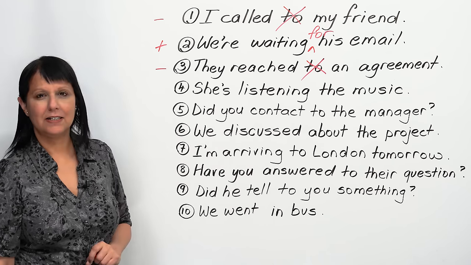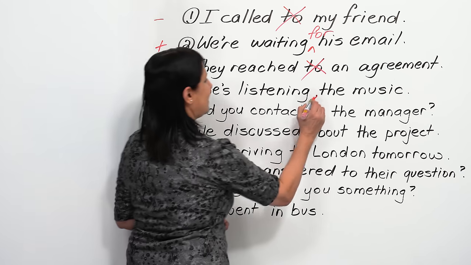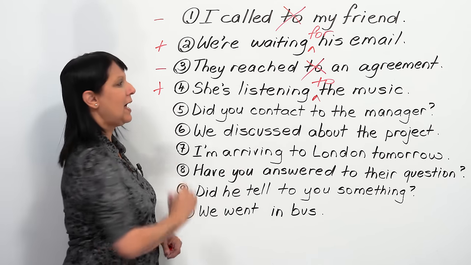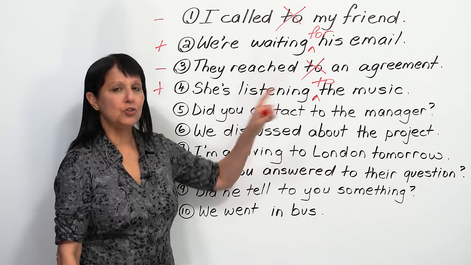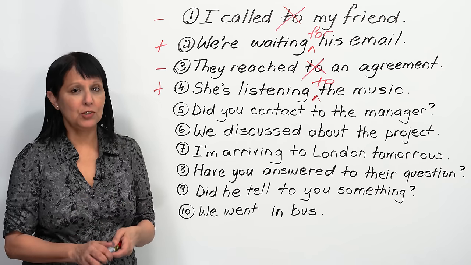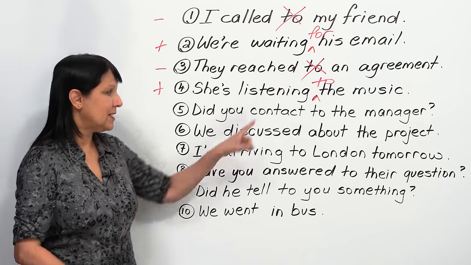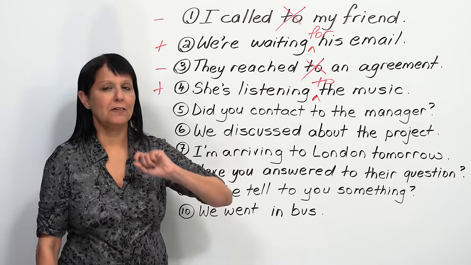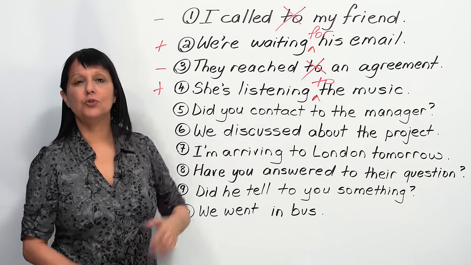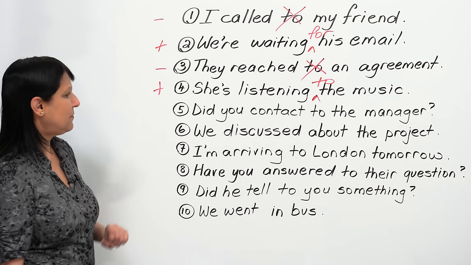Number four. She's listening the music. What should it be? She's listening to the music. Okay? So here we need to add a preposition. Listen to. We always say in English, listen to. This is not the case in a number of languages, so be careful and check whether your language actually is different from English here. This is a very, very common mistake. So say it after me. She's listening to the music. All right? Good.